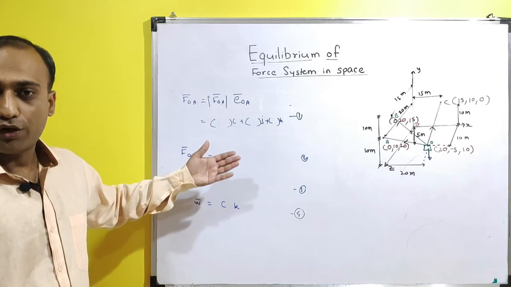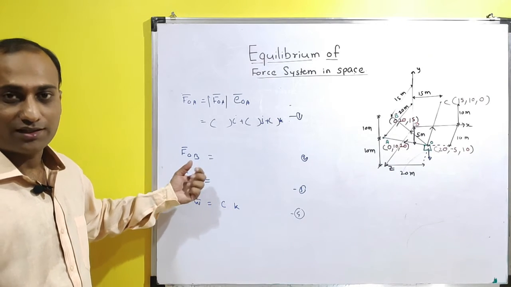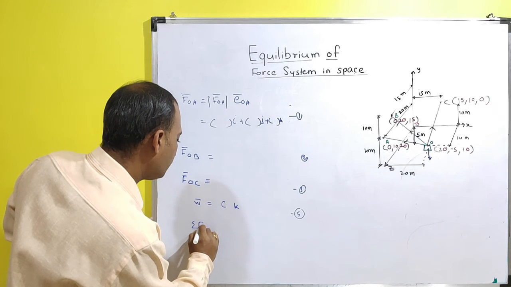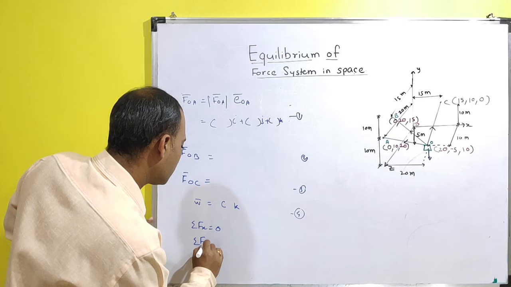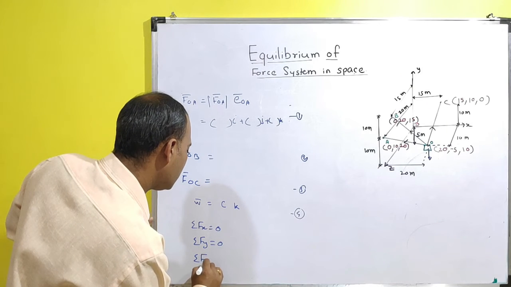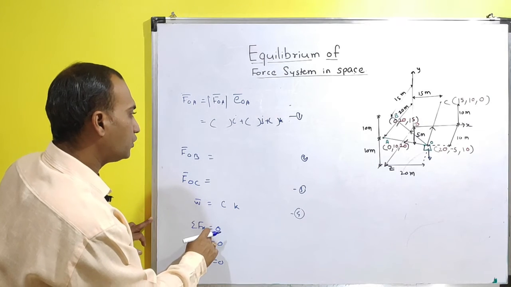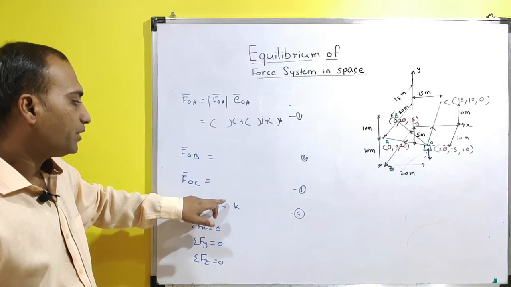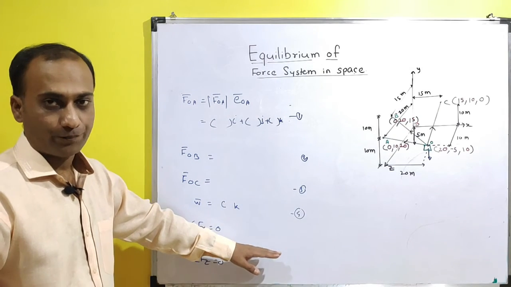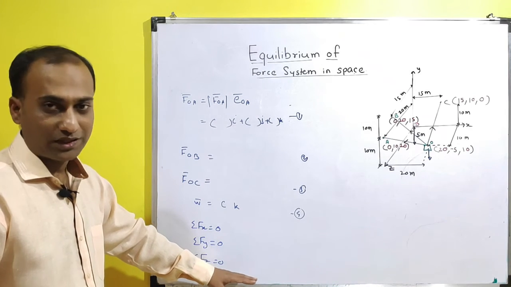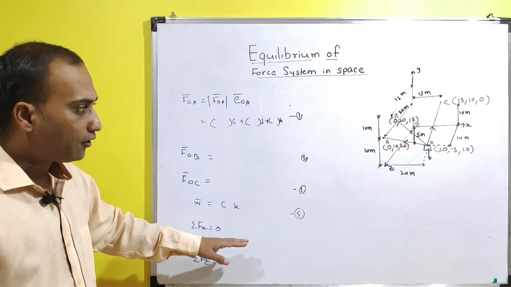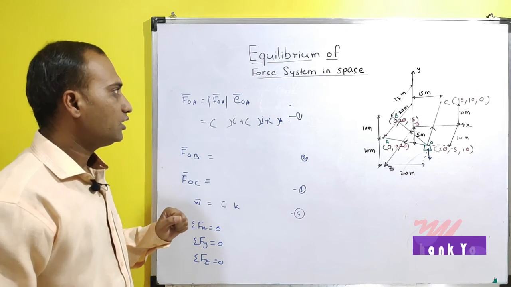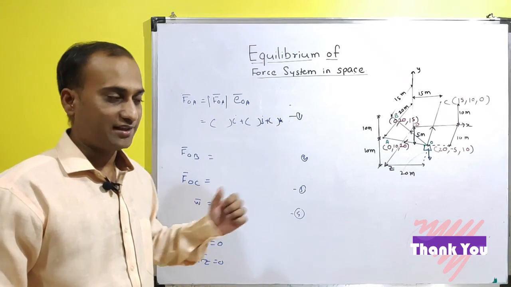After this we have to apply the conditions of equilibrium, that is summation Fx equal to 0, summation Fy equal to 0 and summation Fz equal to 0. For summation Fx equal to 0, we have to combine the x components from each of the force vectors and equate them to 0. Similarly, we will get the other 2 equations of the conditions of equilibrium, and from these you can calculate the unknowns. So this is what we have completed about the equilibrium force system. This is the example. Thank you.